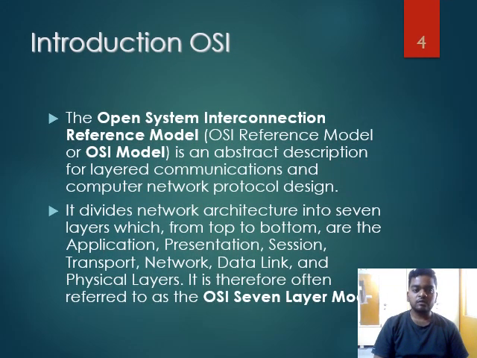Introduction to OSI. The Open Systems Interconnection reference model is an abstract description for layered communication and computer network protocol design. It divides network architecture into 7 layers, which from top to bottom are the application, presentation, session, transport, network, data link, and physical layers. It is therefore often referred to as the OSI 7 layers model.